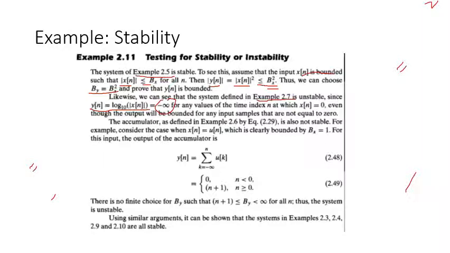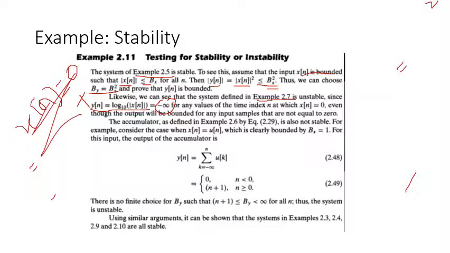If we provide x of n is equal to 0, it will give you infinity for any value of time index n. For x of n not equal to 0, the output will be bounded for any input samples that are not equal to 0. Okay, so x of n is equal to 0. This is bounded input. Okay, 0 is bounded, but output will be infinity. So this system is not stable. You got my point? If x of n is equal to 0, 0 is a bounded value. The output will be not bounded.